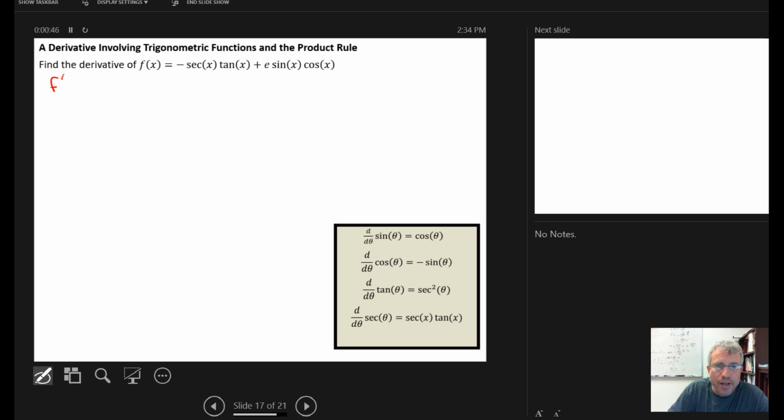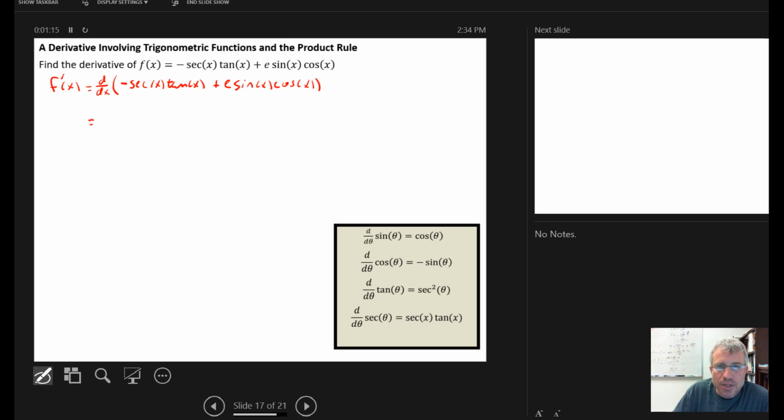So we're looking for f prime of x, which means we need to take d dx of this whole piece here, which is the opposite of the secant of x times the tangent of x plus e, Euler's number, times the sine of x times the cosine of x. And we're going to start to show less detail than we have in previous videos.